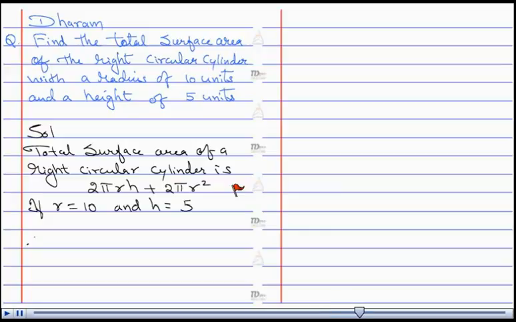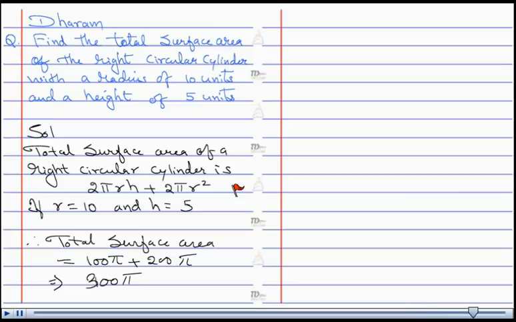Therefore, on substituting the values we get total surface area as 100 pi plus 200 pi, or we can say 300 pi.